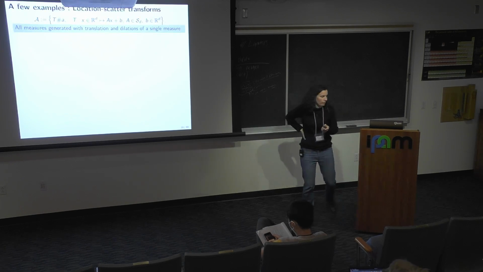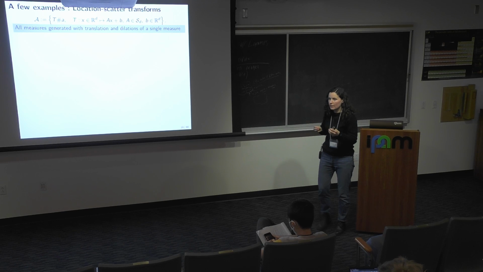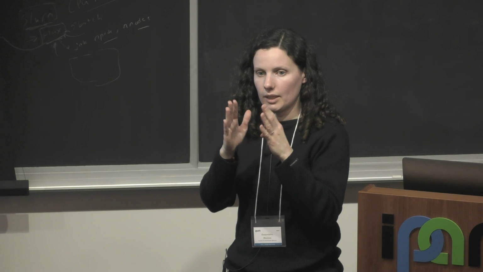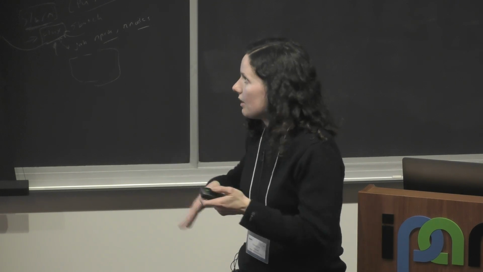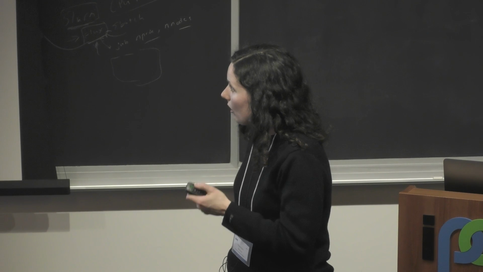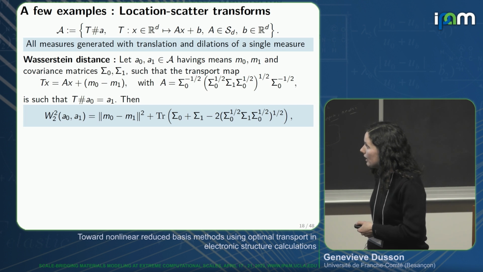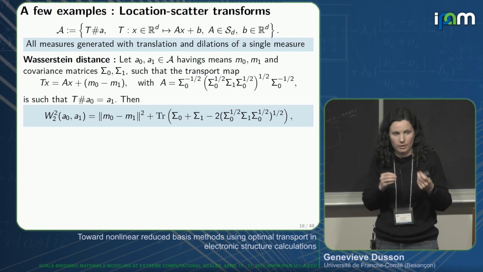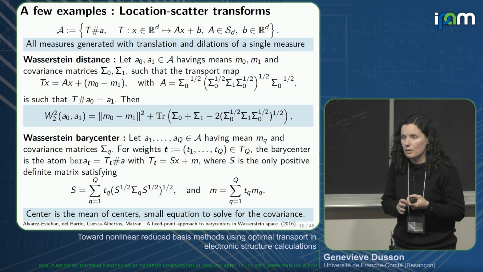The second example that is really nice is when one considers location-scatter transforms. Basically, you take one measure and then you translate it and dilate it as much as you want. For example, if you take one Gaussian, you translate it and dilate it, then you generate all possible Gaussians. This is the location-scatter family. In that case, the Wasserstein distance can also be easily computed as it only depends on the means and the covariance matrices of these probability measures, and the Wasserstein barycenters can also be explicitly computed.